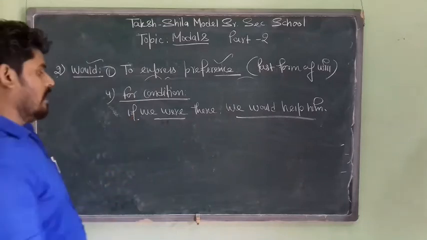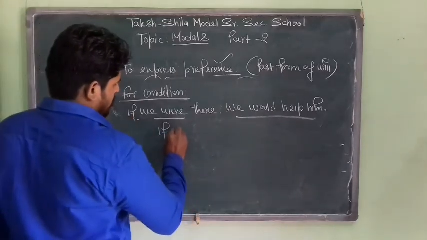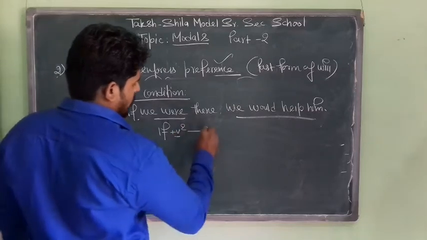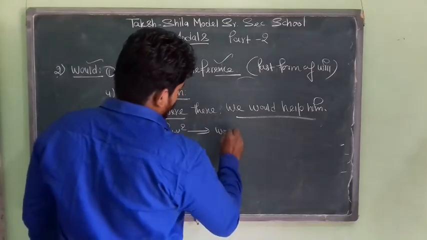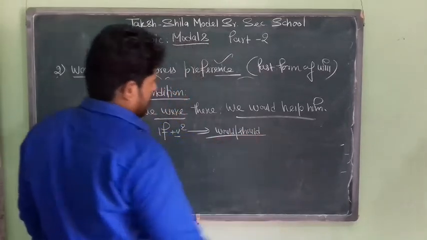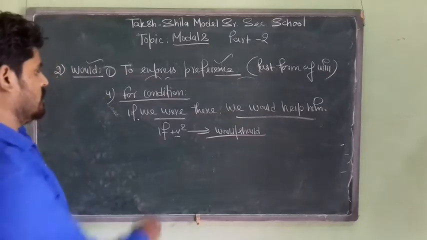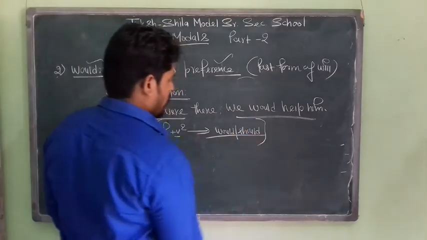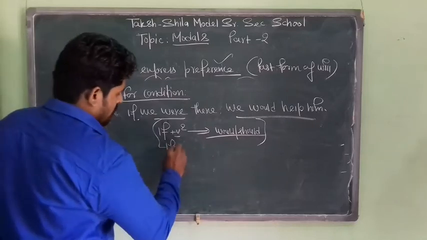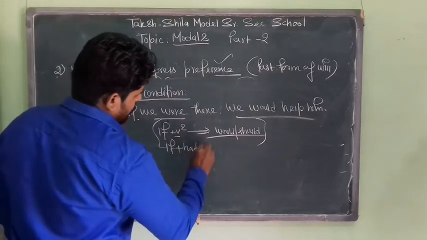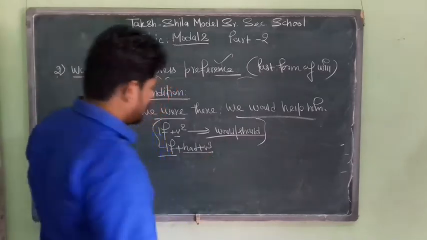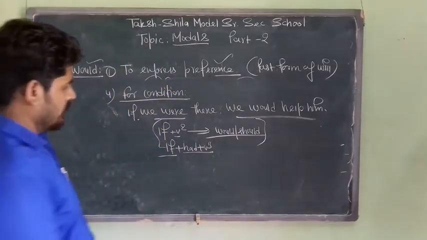This is called condition, and there is a rule: if with the clause that begins with if, there is the second form of the verb, we always use would or should in the second clause, right? So this is also a rule we have, and this rule can further on be extended up to if the sentence begins with if and there is the past perfect tense in the first clause.